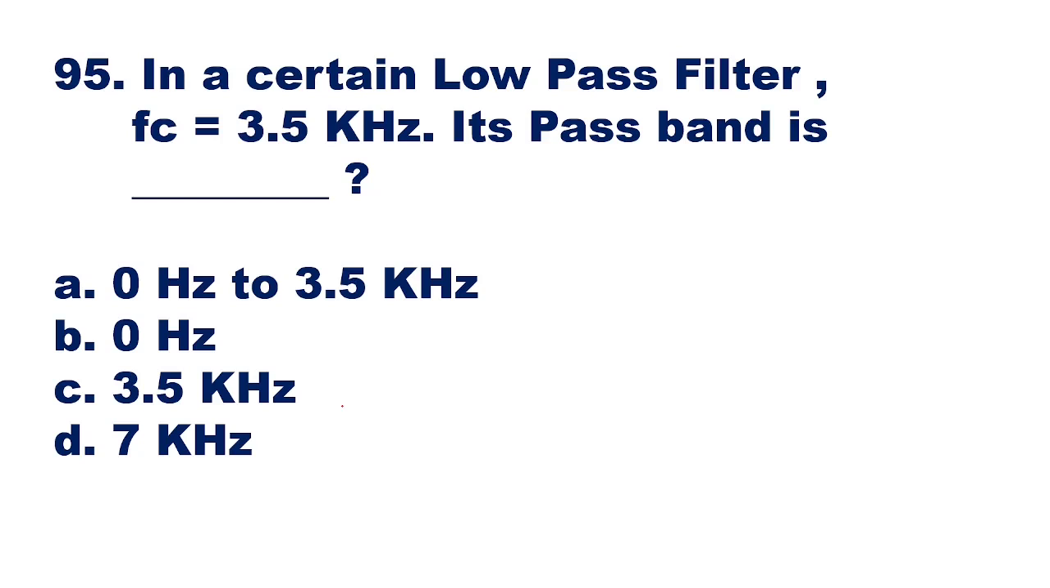So its pass band is how much? If its cutoff frequency is 3.5 kilohertz, that means it is going to pass frequencies from 0 to 3.5 kilohertz. So its pass band will be 0 hertz to 3.5 kilohertz. So here option A will be the right answer, that is 0 hertz to 3.5 kilohertz. Then we'll go to the next question.